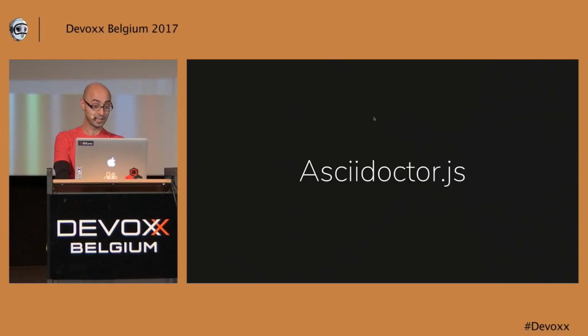Asciidoctor.js was a project that was started by Guillaume Grossetie, and basically what this project is doing is transpiling Ruby code with Opal to JavaScript. Opal is like this. It changes all the Ruby code to JavaScript code. And one of the new features on Asciidoctor.js is that in the past, Asciidoctor.js was not 100% feature compatible, and now it's 100% compatible. So everything that you have in Asciidoctor Ruby core, you also have in JavaScript.